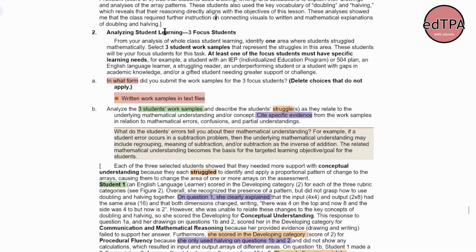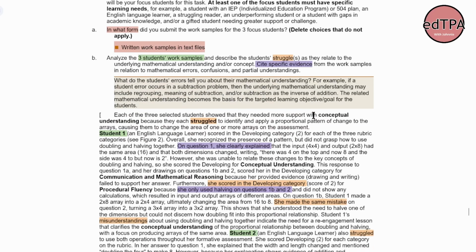Analyzing student learning for the three focus students. You have to talk about what form you submitted the work samples in. This person said written work samples and text files. You want to analyze the three students' work samples, what they struggled with, and give specific evidence from the work samples. Remember, this is all about setting up your re-engagement lesson. For the three focus students, what was it they struggled with? And you have to detail it.